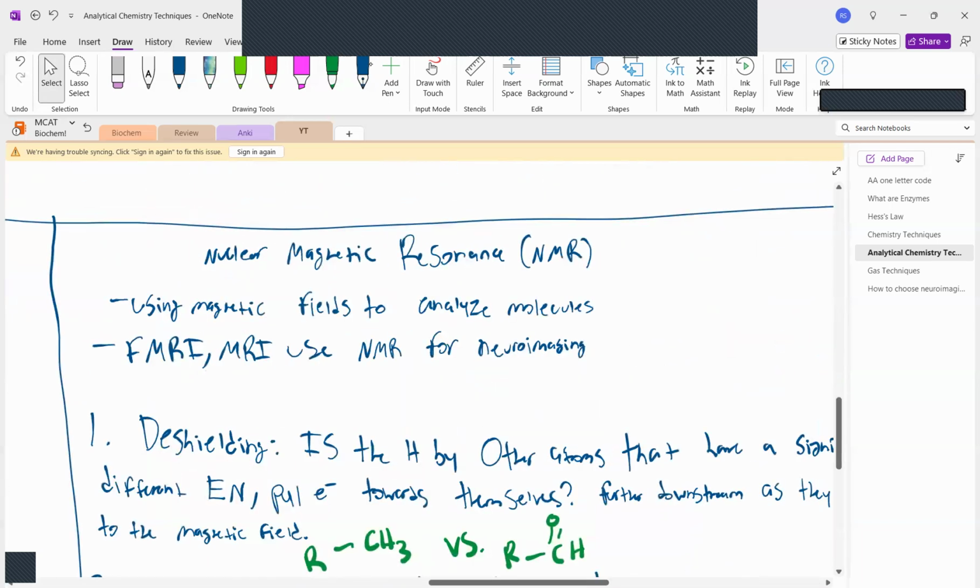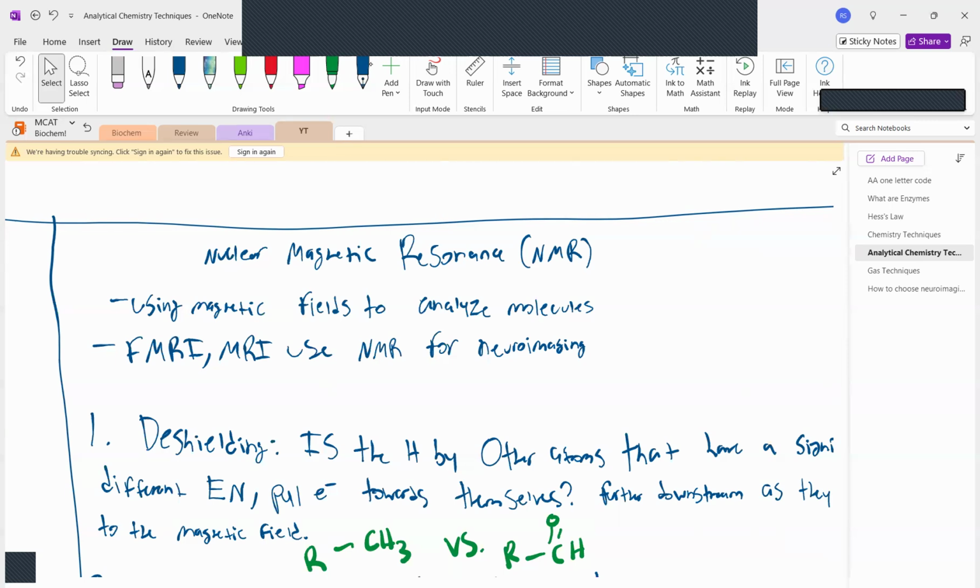Let's go, guys. Then we have nuclear magnetic resonance, or NMR. In organic chemistry, this was literally the bane of my existence. And now, in the lab that I work at, sometimes I have to do NMR myself, and I still hate NMR. It will forever be one of my least favorite things that I have to do. Basically, you use magnetic fields to analyze molecules.